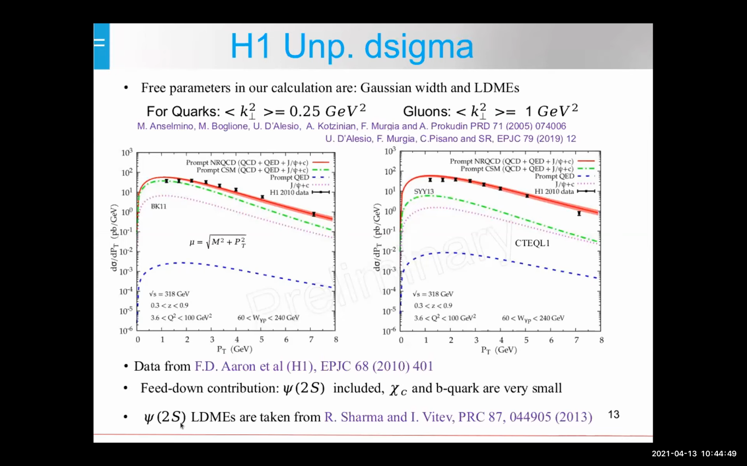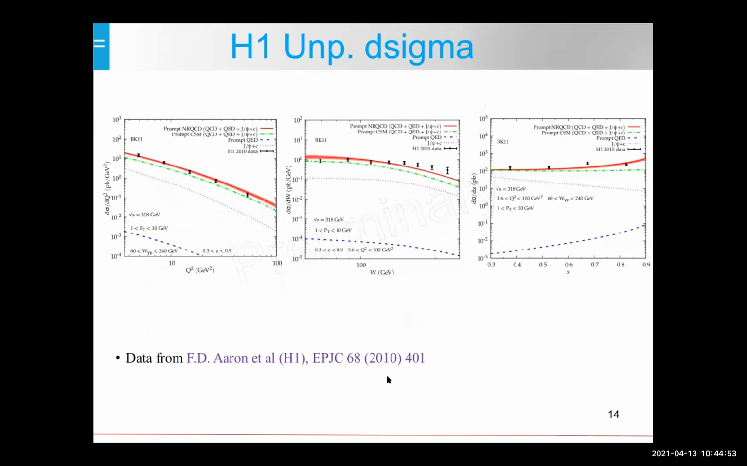The long distance matrix elements for psi(2S) are taken from the Sharma 2013 paper. Here we have given the unpolarized differential cross section as a function of Q squared and W and z, as shown at the center of mass energy 318 GeV, and the data taken from H1. The legends of these curves are the same as the previous plot. Within this kinematical region, we are in good agreement with the data.